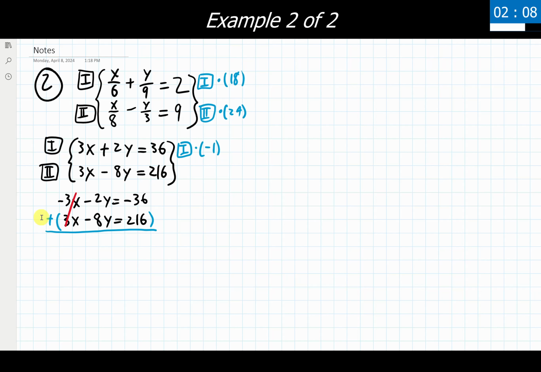It's gone altogether. Negative 2y plus negative 8y, or effectively negative 2y minus 8y, is going to give me negative 10y. And then I have negative 36 plus 216. That's going to give me 180. Used a calculator off screen for that one, kind of a big number to calculate there, and you're welcome to do that as well. Now I'm dividing both sides by negative 10. I'm solving for the variable that's left over in this equation, and I'm getting negative 18.